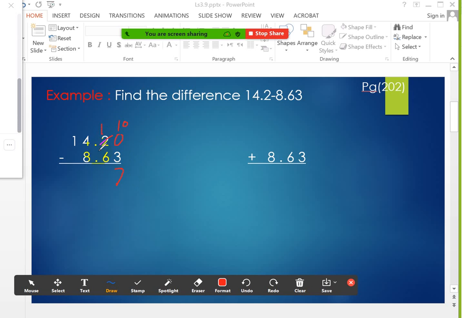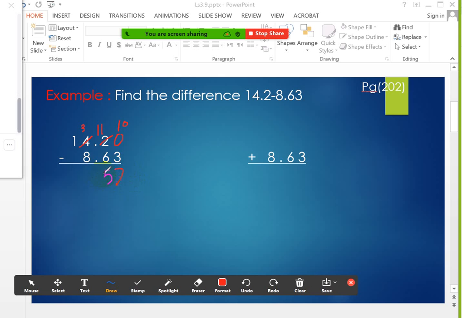1 minus 6. Can I take 6 from the 1? No. So what I have to do also, I will borrow. I will borrow from the digit before the 1, which is 4. It will be 3. And I will take this one and put it next to the 1. It will be 11. Now 11 minus 6 equals what? Equals 5.